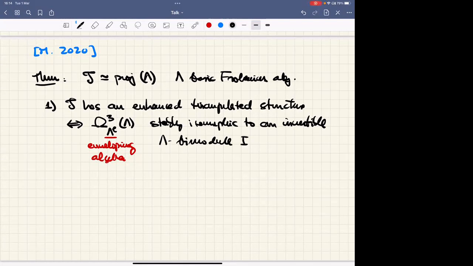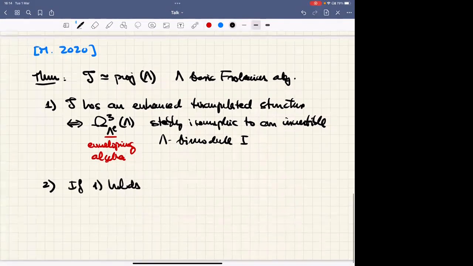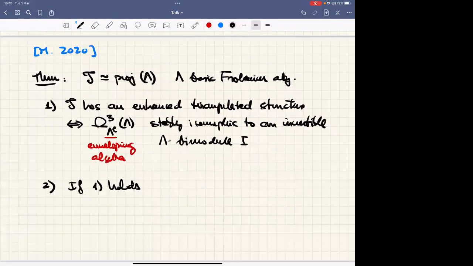Okay, so we have a complete characterization of when we have an enhanced triangulated structure. Moreover, we can say something about the suspension factor. In the previous circumstances, if the equivalent conditions in one hold, then the suspension factor must be isomorphic to the tensor product with the inverse of I.